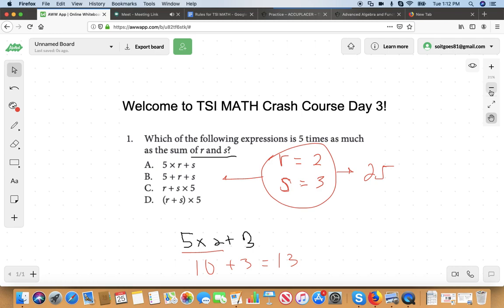Okay. Questions about that or no? No. Okay. So that's good. So it's not answer choice A, because I know the correct answer choice has to give us 25. So let's try answer choice B.